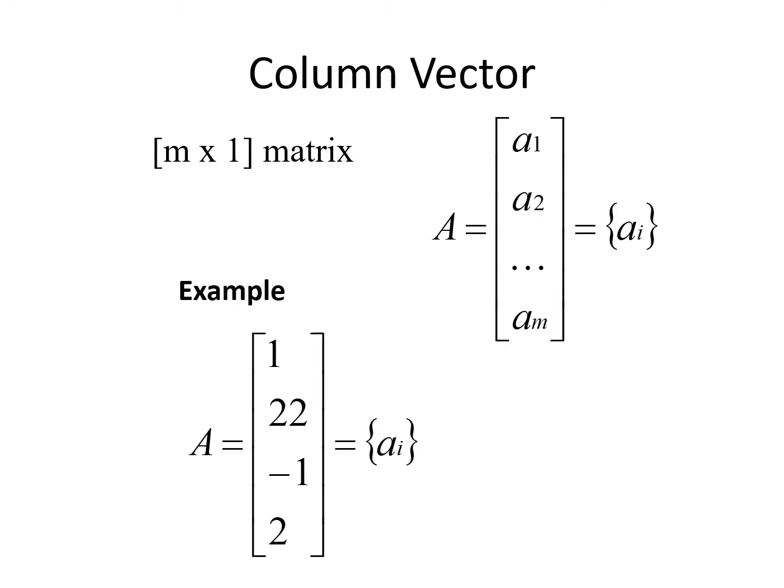The second type of matrix is the column matrix. In a column matrix, or column vector, we have only one column, and the dimension of that matrix is m cross 1. In short notation it is curly brackets a_i, or in square brackets it may be written as a1, a2, up to am. Symbolically it may be written by the symbol A or any capital letter.